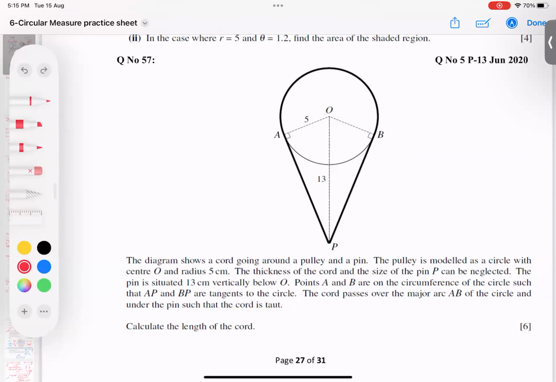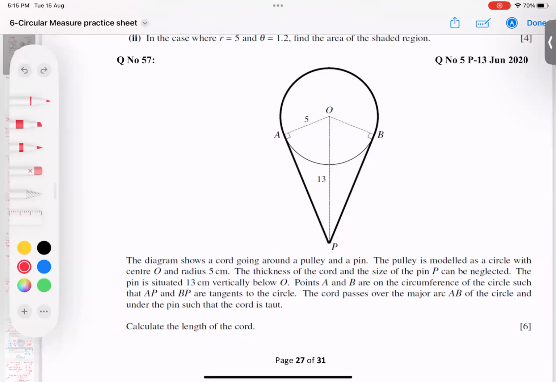First of all, look carefully at the question. This is a pulley and a cord. The cord is going around the pulley. The pulley is this, and the cord is this: P to B, B to A, to P. This black color is called the cord, and we have to find the length of the cord.